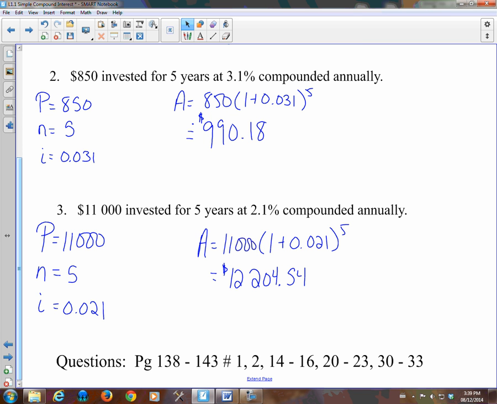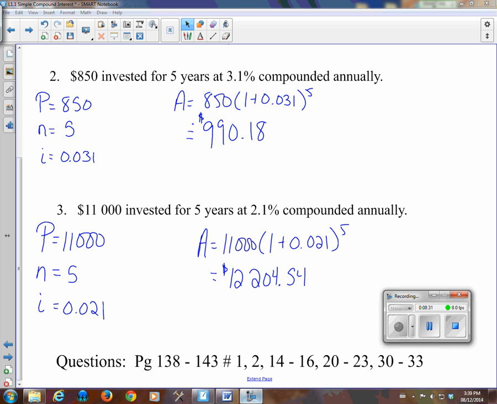So that's all there is to compound interest. It's just understanding that the interest is getting added on before you start calculating it again. So you have the principal plus the interest. So you earn more money quickly. So we have a different formula to be able to calculate that. All right, you can try the questions on page 138 to 143 out of the textbook. And then we'll take a look at some more complicated compound interest questions.